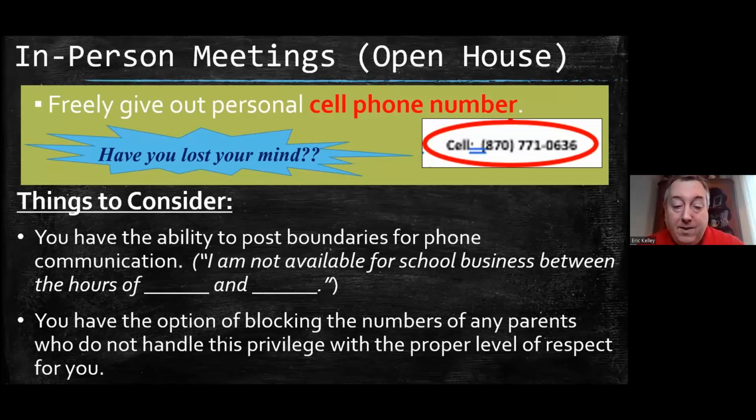And 7 a.m. I tend to not do that. Again, I've got more of a flexible and open schedule, especially with my wife's work schedule. But I encourage you to do that. You're not giving the parent unlimited access to you. You do have the option of setting boundaries, and you have the option of blocking phone numbers if a parent does not handle the privilege properly. So again, you're not giving them unlimited access to you. You're giving them another option with numerous boundaries to respect and consider.